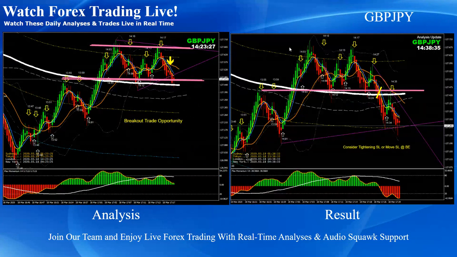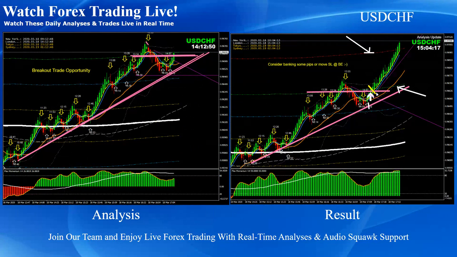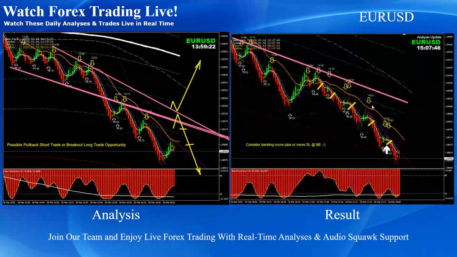Pound yen, pretty straightforward. You can see this was the breakout short trade. And dollar Swiss franc, as mentioned in the analysis, price developed a pullback. I explained to my traders if the price breaks this green fib channel, it should be considered a long trade. As you can see, the price nicely hit the final target. Beautiful long trade on dollar Swiss franc.